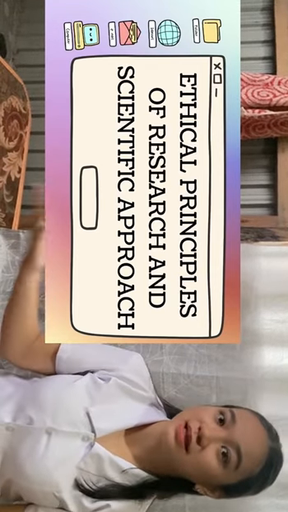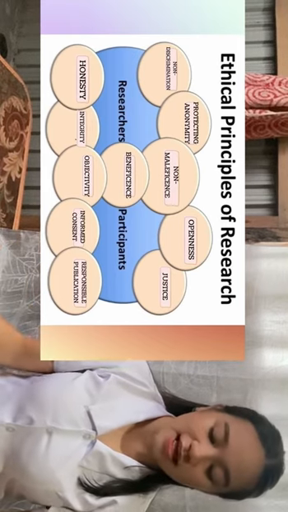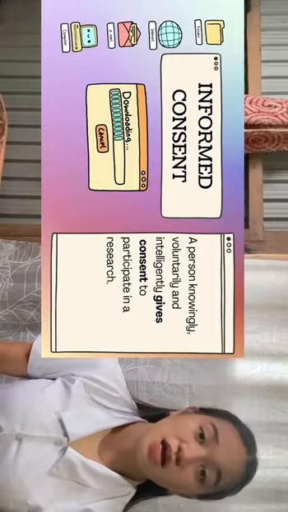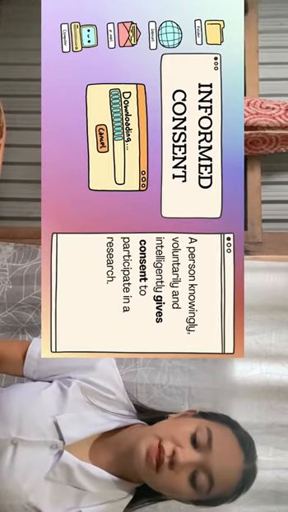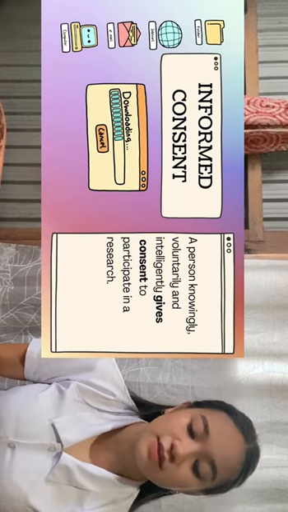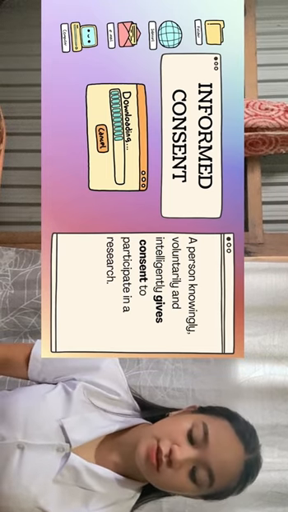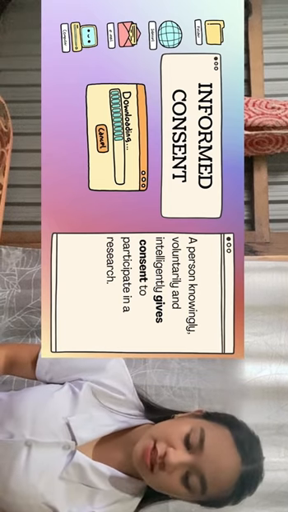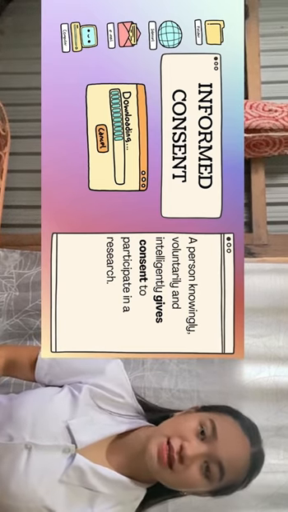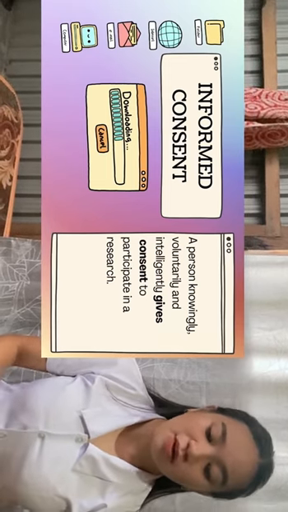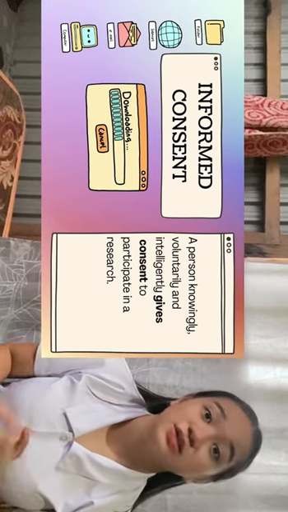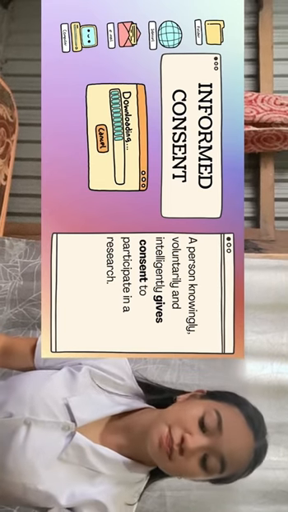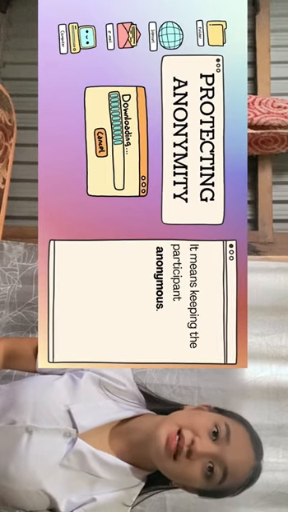So, we have here the ethical principle of research, and let us now proceed to informed consent. Bumalik lang siya sa kanina. Informed consent, a person knowingly, voluntarily, and intelligently gives consent to participate in research. So this means na ang isang tao ay knowingly, voluntarily, and intelligently na pumapayag sumali sa isang research. For example, bago mag-survey, ipaliwanag muna sa kanila ang duration nito at ganun nga kung paano gagamitin ang kanilang mga kasagutan. So next is protecting anonymity.